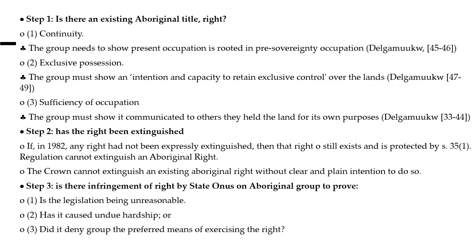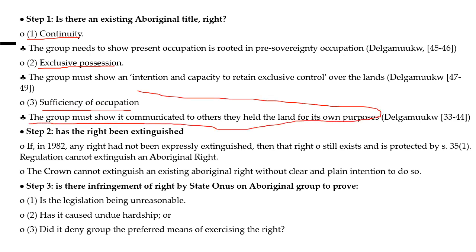So step 1, is there an existing Aboriginal title? Firstly, continuity, important. Then exclusive possession, you have to show sufficiency of occupation. What does this mean? This is a new term. This means that the Aboriginal group must show it communicated to others they held the land for its own purpose. That everyone around should know that this particular land has been occupied by Aboriginal people.